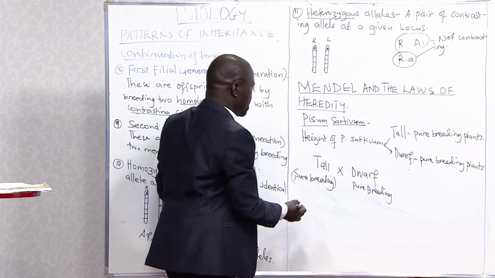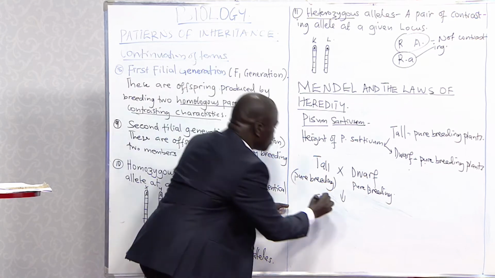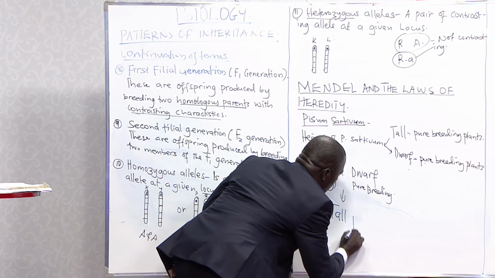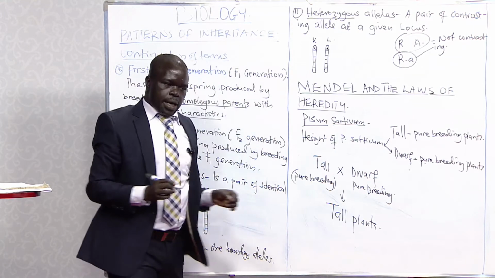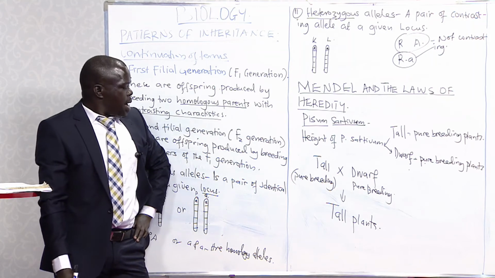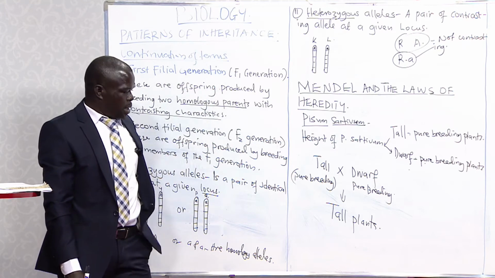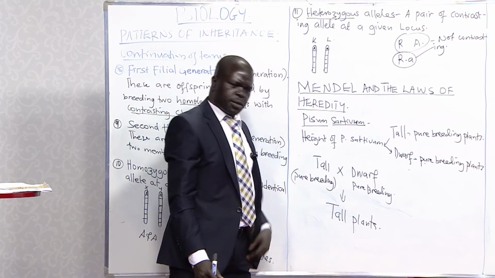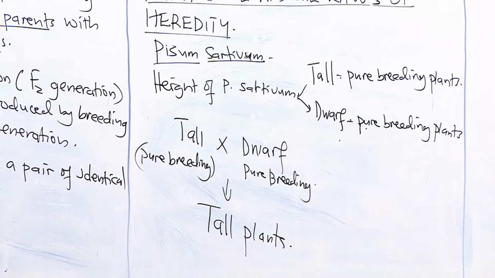After cross-pollinating these, the result Mr. Mendel got were all tall Pisum sativum. All of them were tall. Then he said, my God, what interesting results. All the plants were tall. What happened to the dwarf ones? A question came into his mind. What happened to these dwarf plants? He asked himself. As a scientist and a genius, he looked for an answer.